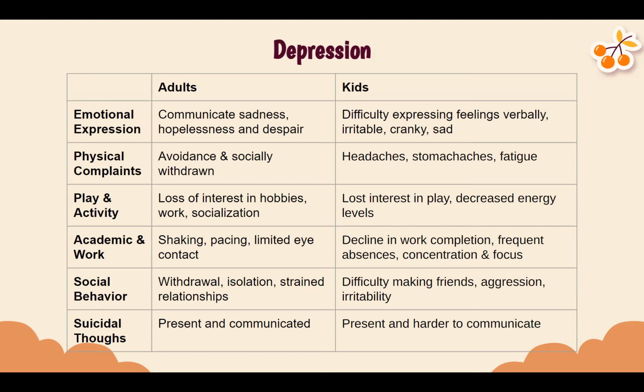In kids, you might see that they don't want to play anymore. They have decreased energy levels. They might be really tired. They might be sleeping a lot when they're depressed. Academic and work: you'll get a decline in work completion from kids, frequent absences, and difficulty concentrating and focusing. Social behavior for adults, you might see withdrawal, isolation, and strained relationships. In kids, you might see difficulty making friends, or it might come out the other way, and kids might be super aggressive towards friends, or show a high level of irritability.